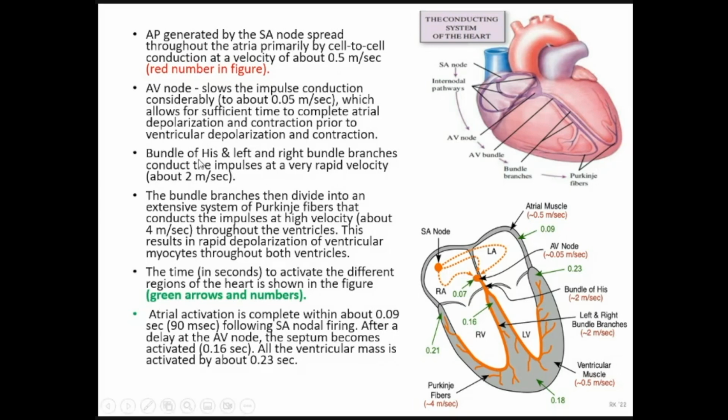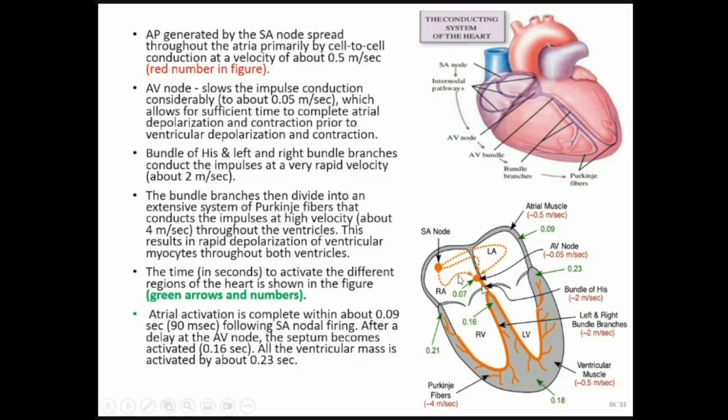Next, the bundle of His and the left bundle branches conduct the impulse very rapidly. After the AV node slows it down, you can see that initially both atria take around 0.09 to 0.1 second to complete activation and contraction. Then at the AV node, there is a delay of 0.07 second for that area to get activated.